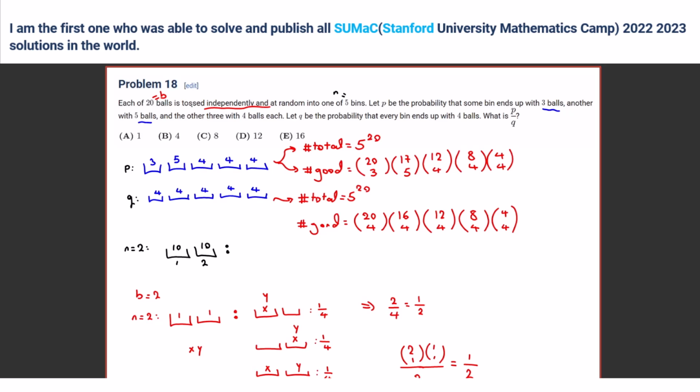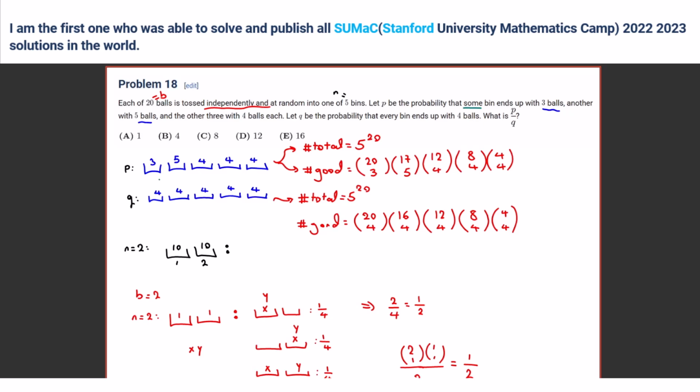P over Q. Some bin ends up with 3 balls. It didn't say only one bin with 3 balls or 5, okay? So we can multiply this P, because which bin has 3 balls? Because it says some, not only 3 balls. If we consider this case and this case, that's correct. But because we have this, we should multiply this by what? Because this 3, 5 can be any. For Q, is it correct? All of them are 4, arrangement we don't know.